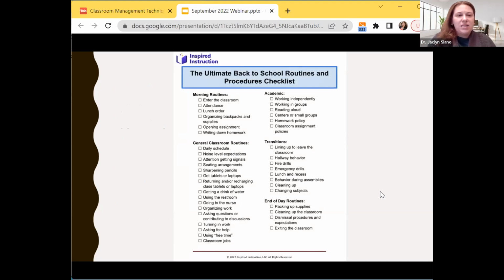So one of the documents that I put in the handout that I shared, we had created this ultimate back to school routines and procedures checklist. And it's pretty much all of the things we talked about and then some. So all the things we could think of, in our many vast years of experience collaboratively, that we had routines and procedures for, things that made our classrooms run more smoothly, where the students needed to know this is what we do, this is how we act, this is how we respond. And you can see we divided it up by morning, end of day, general classroom, academic, transition. So the link to this is in your handout.